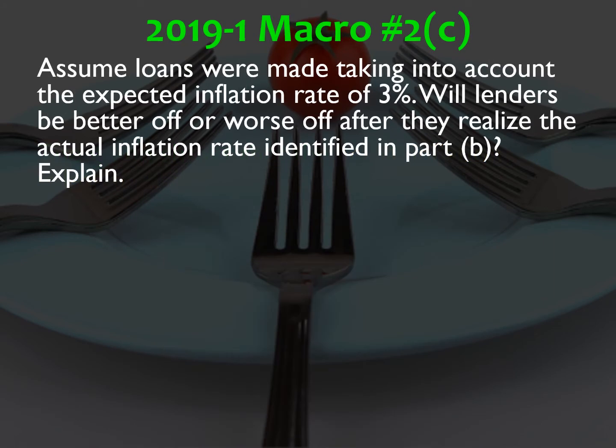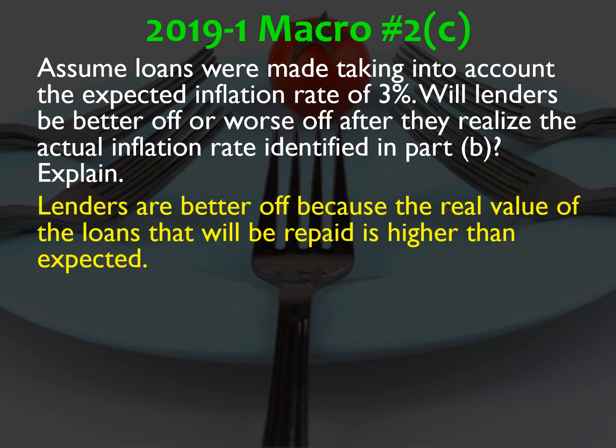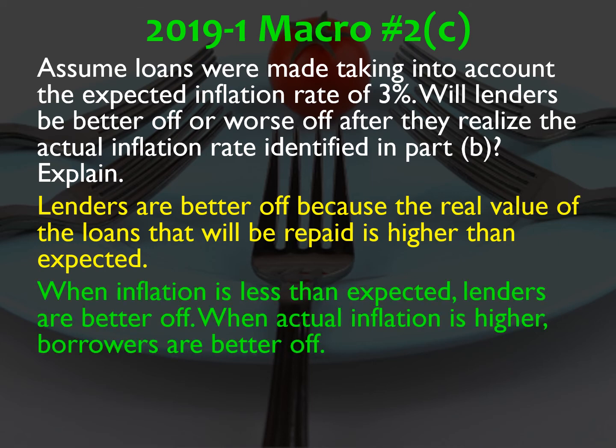C, assume loans were made taking into account the expected inflation rate of 3%. Will lenders be better off or worse off after they realize the actual inflation rate identified in Part B? Explain. So lenders are going to be better off because the real value of the loans that will be repaid is higher than expected. Because lenders were expecting 3%, inflation is actually less, which means that money actually has more purchasing power that they're getting repaid. So just as a reminder, when inflation is less than the expected inflation, lenders are better off. When the actual inflation rate is higher than what was expected, then the borrowers are better off.